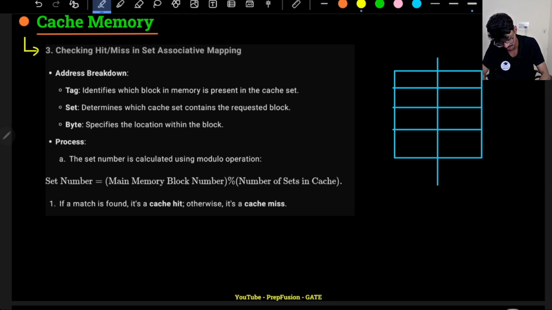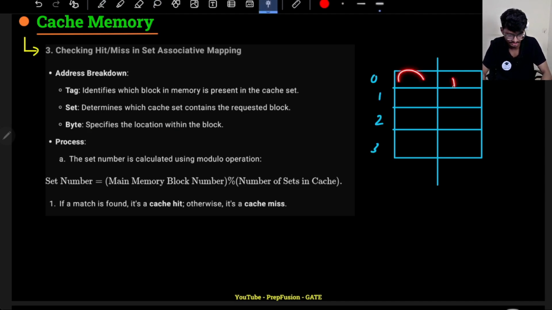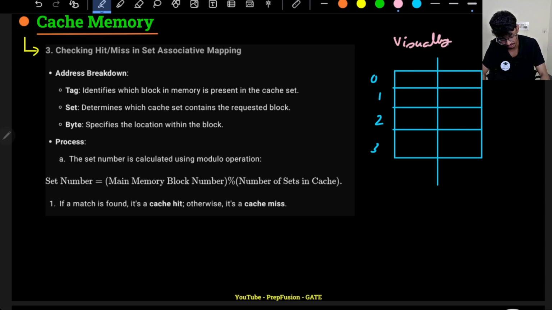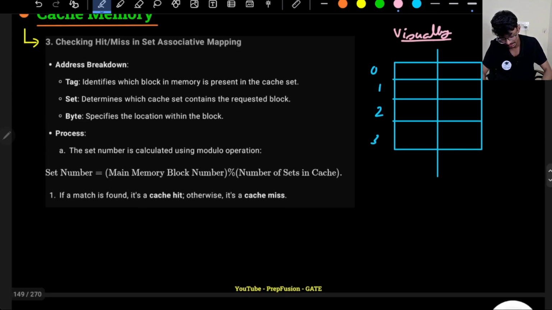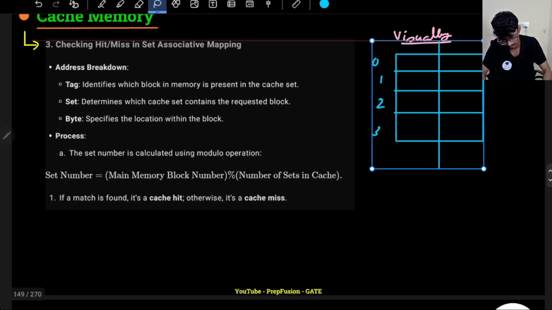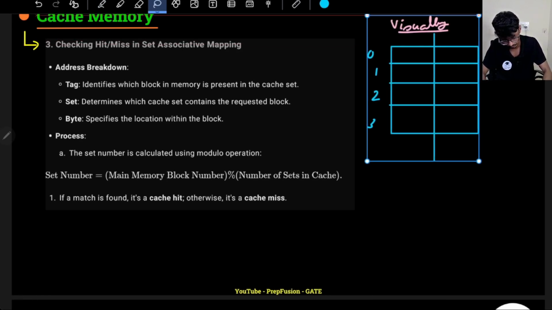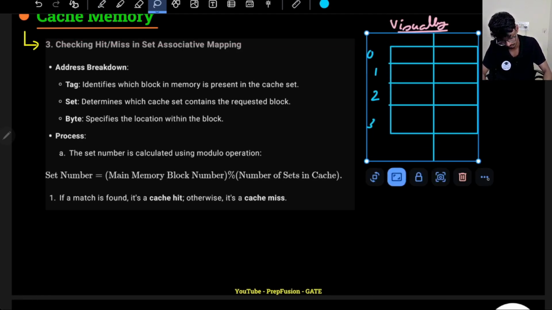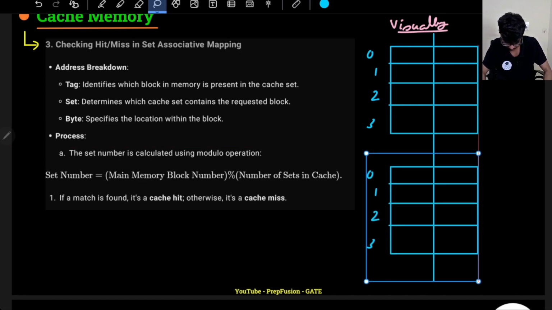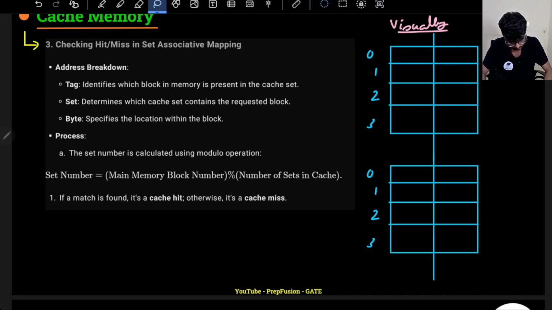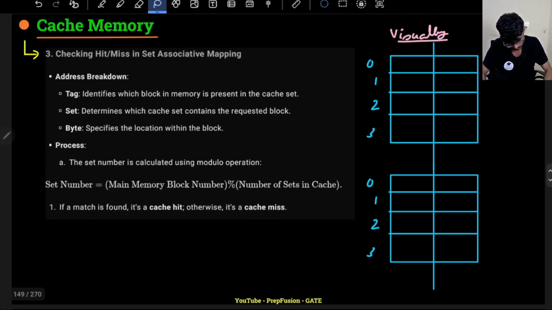Visually I have told you that this is my 0 1 2 3, and here I have two blocks in the set, but actually it is not stored like this. Visually it is like this, but actually how it is stored, I will explain. It will be somewhat like this.